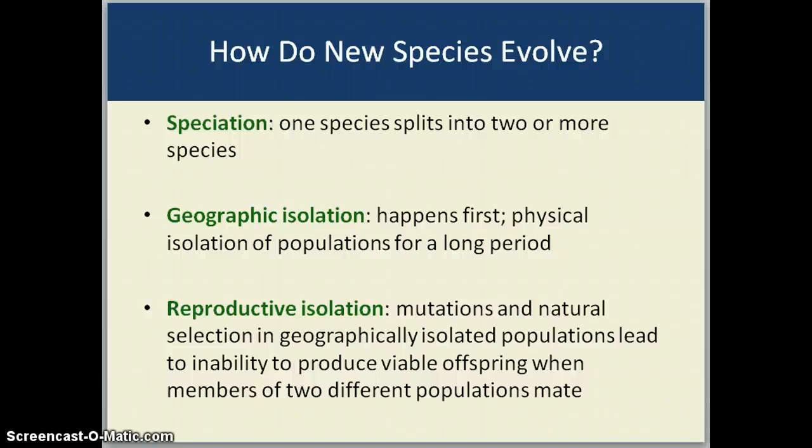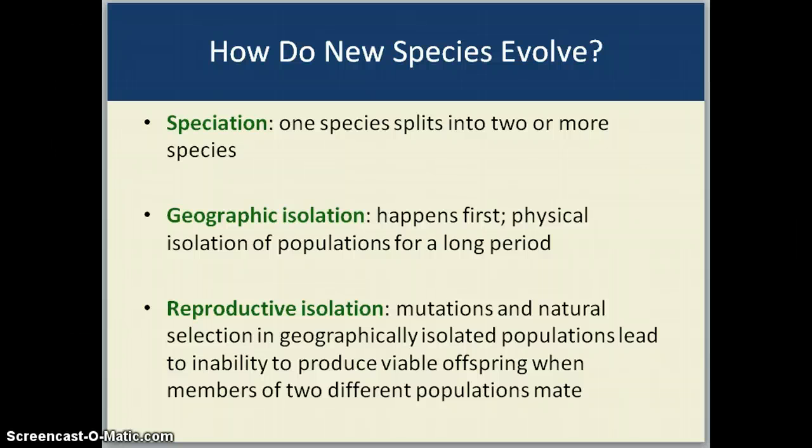Okay, this is the end of Chapter 4, finishing up biodiversity and evolution. Last time we studied biodiversity, different types of biodiversity, and how new species evolve. Today we want to continue discussing evolution and how species evolve. First of all, speciation. Speciation is when one species splits into two or more species.